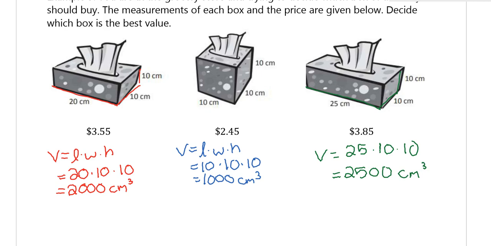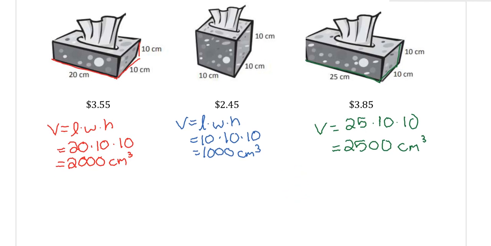Here, though, not all of my boxes are the same cost. So I can't just decide that they're all the same. So to find what we call our unit value, our unit value equals the price divided by the amount. And in this case, our amount is going to be the volume. How much am I going to pay per centimeter cubed? Okay, puts it all into one type of unit, basically.